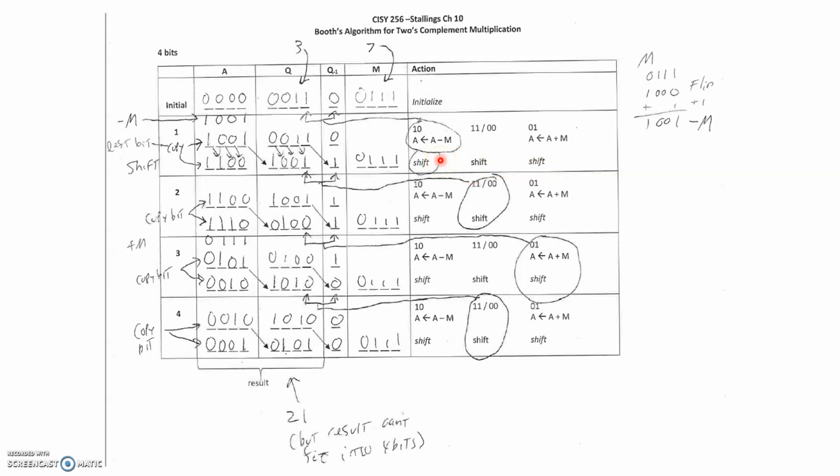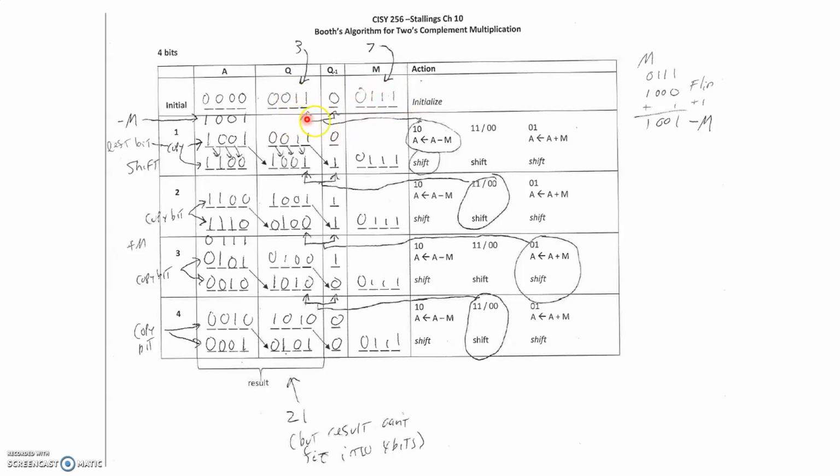One of the publisher's slides shows how, in long multiplication, you would have a series of products and you would add those products together. Part of the shifting is doing the adding of the products. In this particular example, this first line is the initialization. So our A is 0, our Q is 3, our Q minus 1 is 0, and our M is 7.